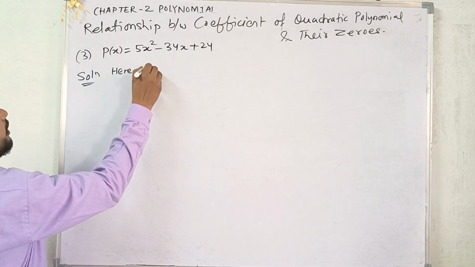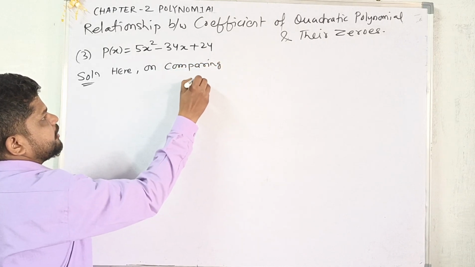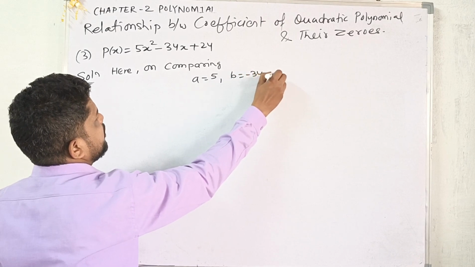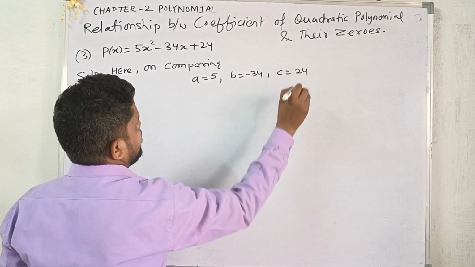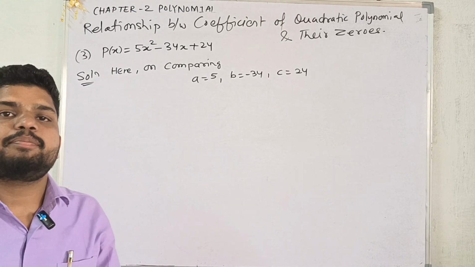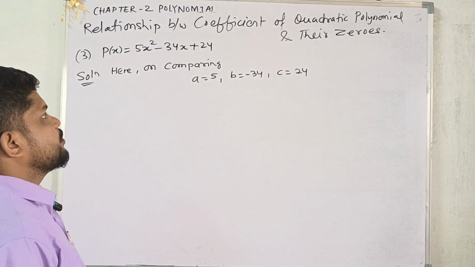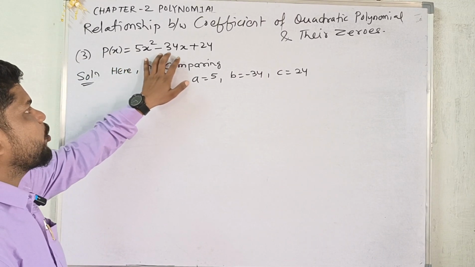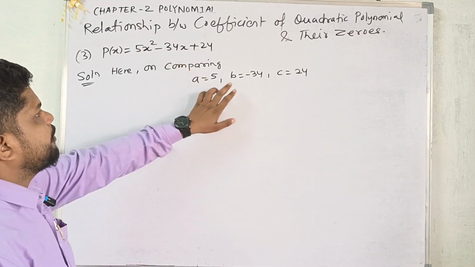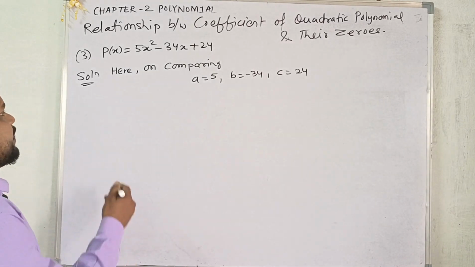Solution. Here, on comparing with the standard formula of the quadratic equation, that is ax square plus bx plus c, we get the value of a is equal to 5, the value of b is equal to minus 34, and the value of c is equal to 24. Here, again, we have to think about two numbers p and q such that their sum is the middle term, that is minus 34, and their product is the multiple of the constant and the coefficient of x square.